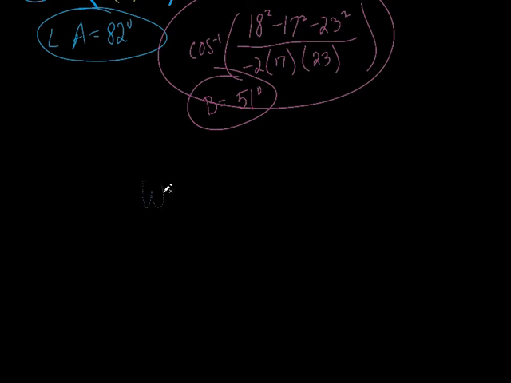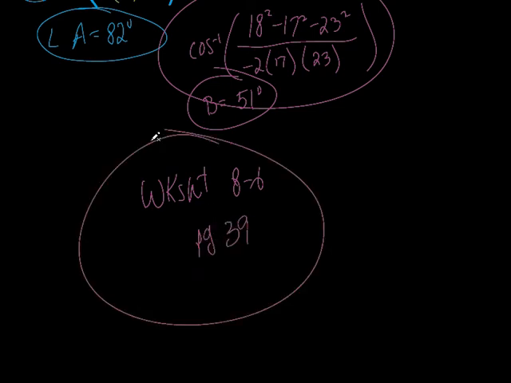So now I'm going to give you a worksheet. It's still 8-6, but it's the next one, page 39. Now remember what I said earlier. It's not broken down to where the first half is law of sines and the second half is law of cosines. They're kind of mixed around a little bit. Part of the challenge of this worksheet is looking at it and figuring out which one do I use.